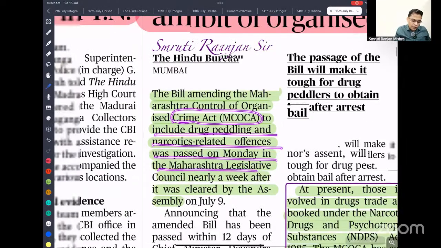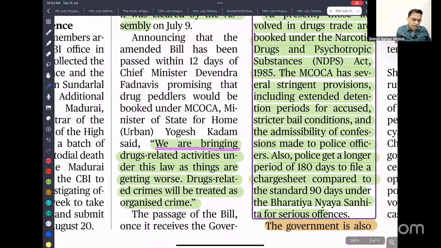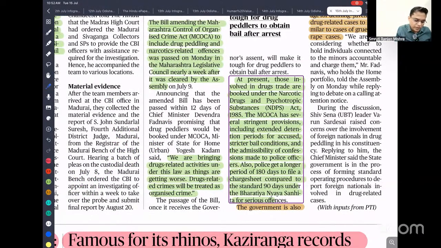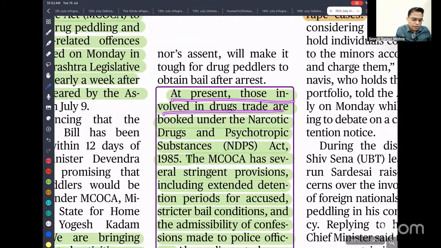Okay? So what are the provisions you can see? We are bringing drug-related issues under this law as things are getting worse. Drug-related crime will be treated as organized crime, because if, let's say, person X is involved in drug crime, that person will generate a lot of money, and that money can fund terrorism also. That money can fund other illegal activities. So that is the reason we have to treat drug crime as organized crime. At present, those involved in the drug trade are booked under the Narcotic Drugs and Psychotropic Substances Act, 1985. That is what is called the NDPS Act.